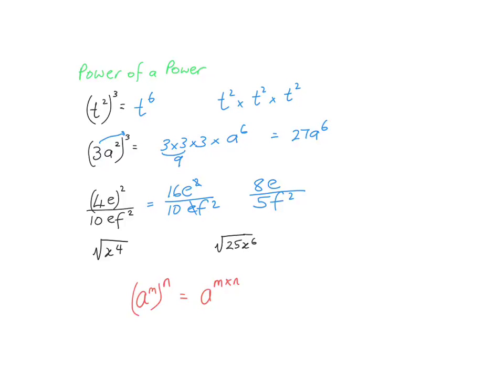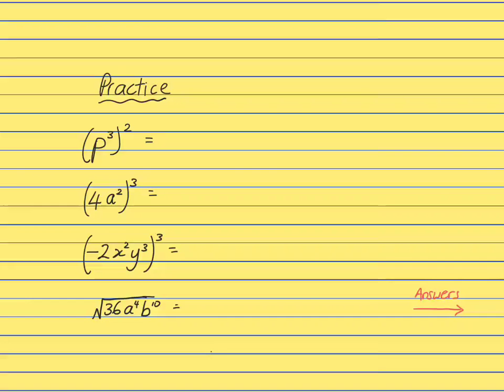Square root is when you halve the powers. So instead of x to the power of 4 square root, this is going to be x to the power of 2. Again, remember to square root the numbers as well as the letters here, the variables. Square root of 25 is 5, and I halve the power. So there's the rule at the bottom, m times n. Practice on the next page.